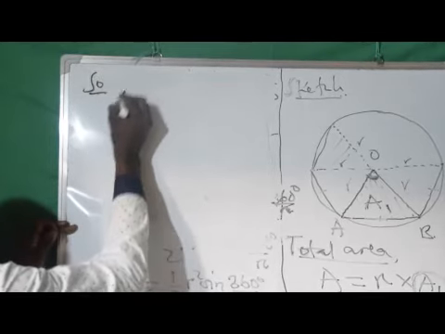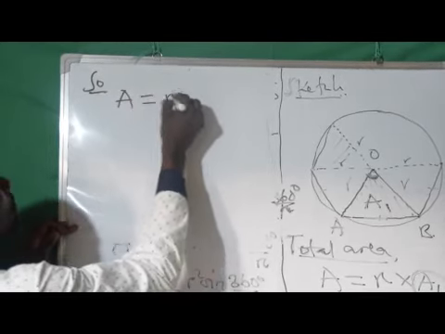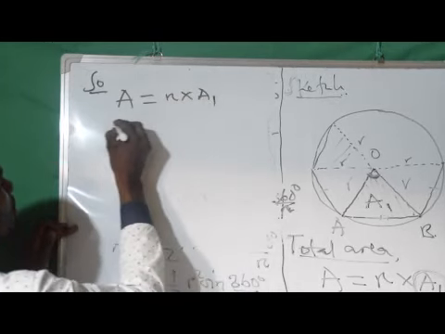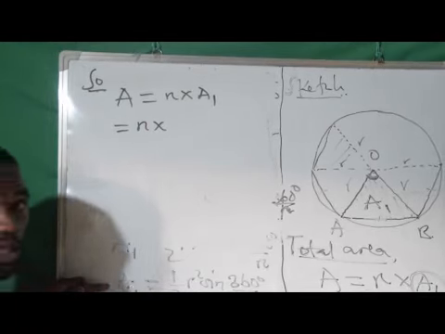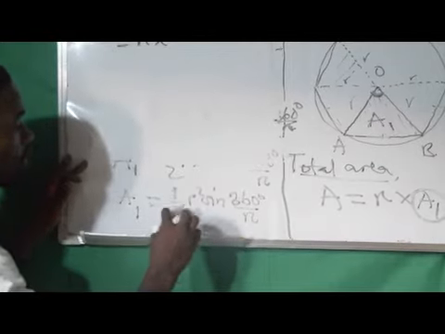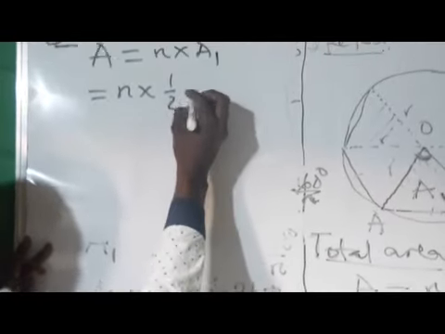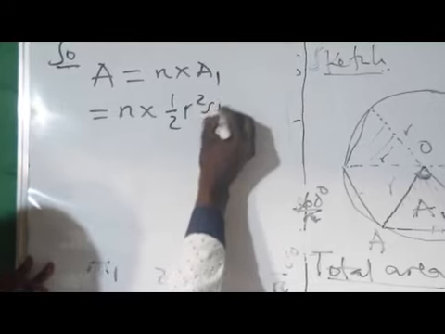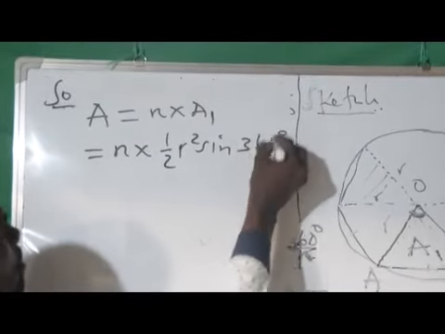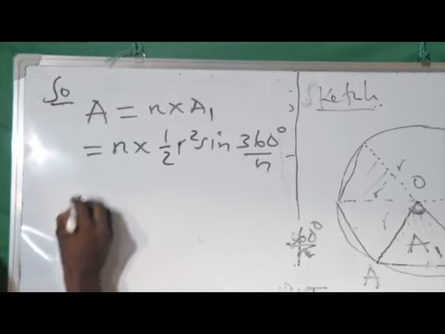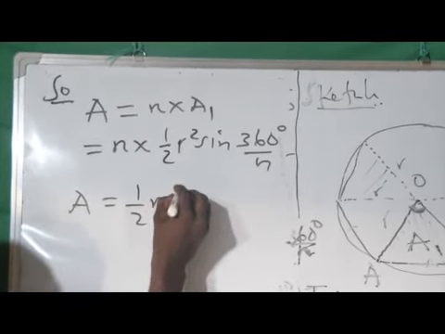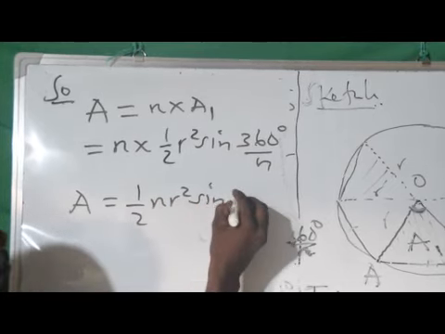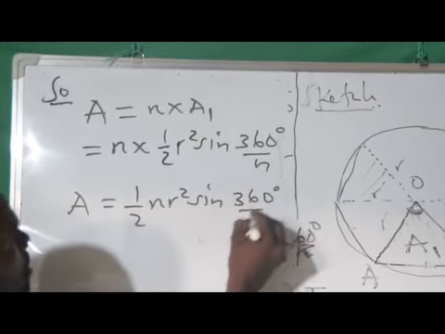So A will be equal to n times A1. Can you check the A1 value here? A1 is a half R square sine of 360 degrees over N. Finally, you have area equals a half N R square times the sine of 360 degrees divided by N.